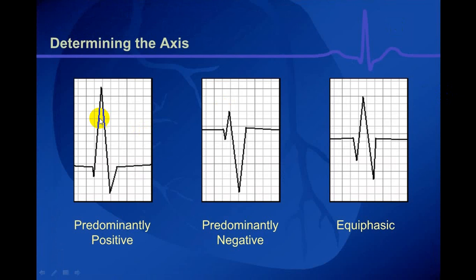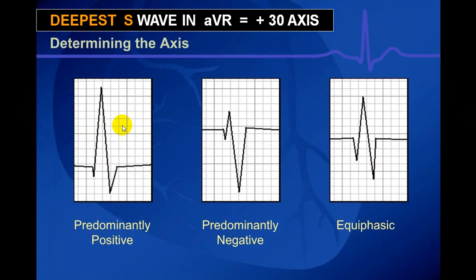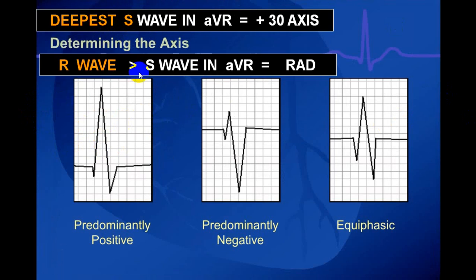100% clear cut. But if you look in AVR and if you get this type of complexes, so if it is predominantly R wave, taller than S wave, it is right axis deviation. And if S wave is deeper in AVR, then it is plus 30-degree axis. So this helps you to some extent to calculate your axis.